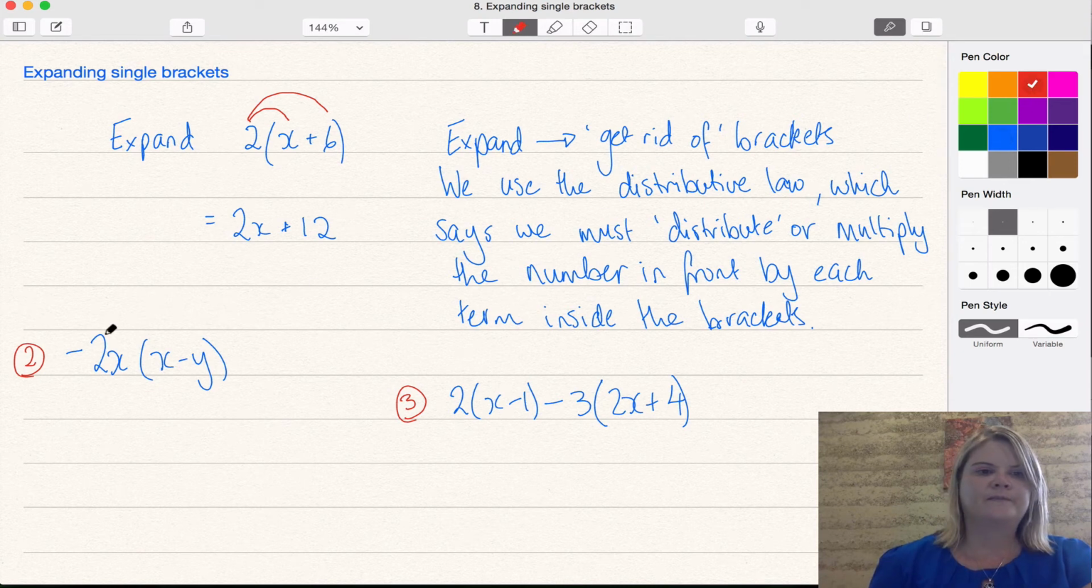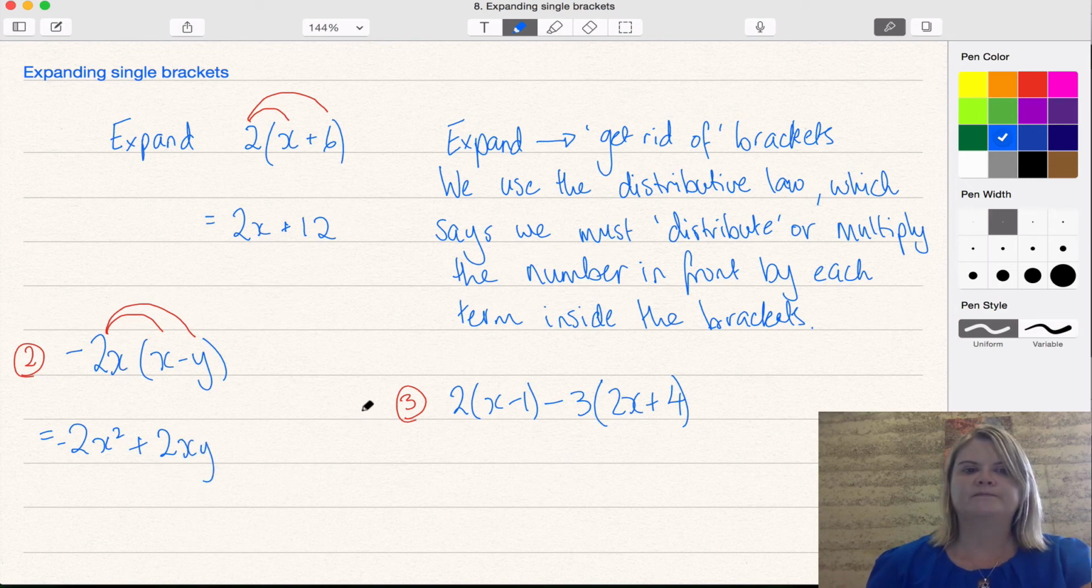Okay, first one. We need to make sure we multiply this whole term by both parts inside the bracket. So I'm going to put my little arrows on there to remind me, and I will end up with negative 2x times x will be negative 2x squared, and negative 2x times negative y, so a negative times a negative makes a positive. There's going to be a 2 for the number, and x, y for the pronumerals.